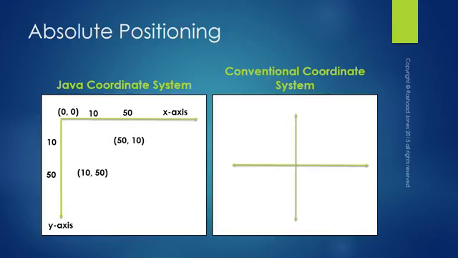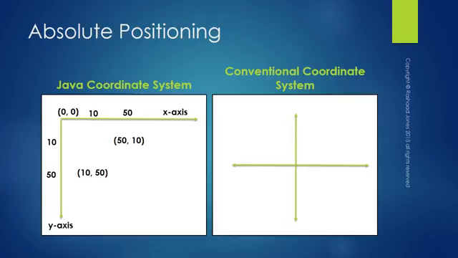And we use this Java coordinate system you see on the left, where if this is my window, 0, 0 will be in the upper left-hand corner, and as you go horizontally, you increase in X. So this is your X-axis. And then as you go down, you increase in Y.